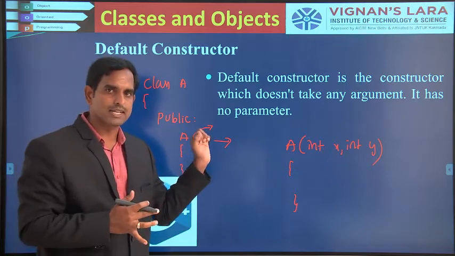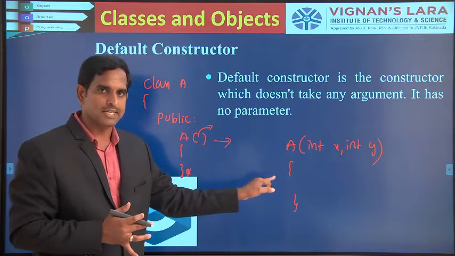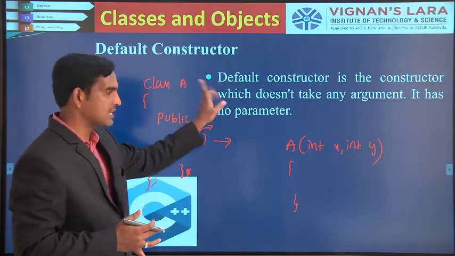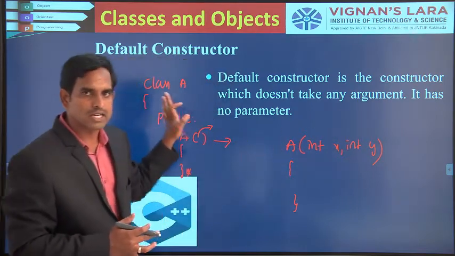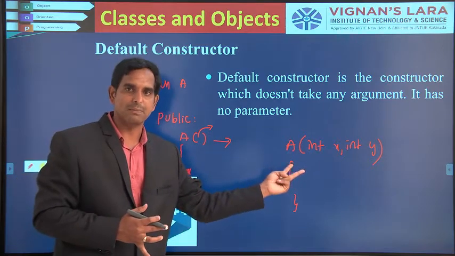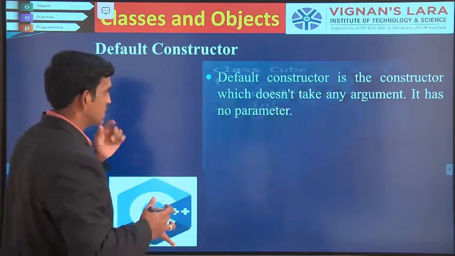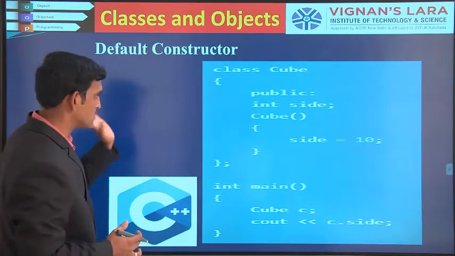As I told you, there will be three types. One is the default constructor, another is the parameterized constructor. When you don't specify your arguments here, we call it a default constructor. When you specify the arguments, that is, you are specifying the parameters, we call it a parameterized constructor. So an example for your default constructor is this one.